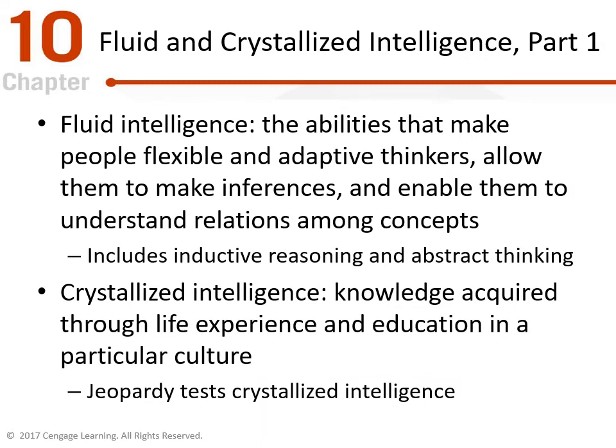So let's take a look at fluid and crystallized intelligence, because that sounds crazy, right? What does that mean? Fluid intelligence is the ability that makes people flexible and adaptive thinkers. It allows them to make inferences and enables them to understand relationships among concepts. It includes inductive reasoning and abstract thinking. So fluid abilities, you need to understand and respond to any situation, but especially new ones.